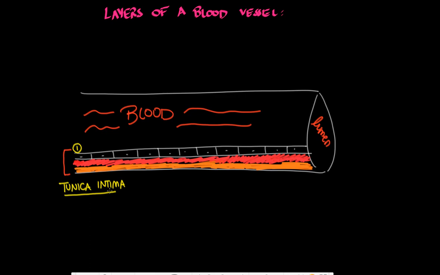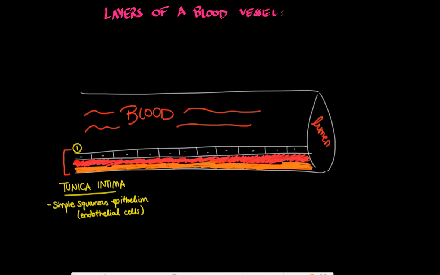So the tunica intima is the deepest layer, and so as you can see here, I drew one layer of flattened cells. So we refer to this as simple squamous epithelium. So the tunica intima is an epithelial layer, so we call those the endothelial cells, or the endothelial layer.